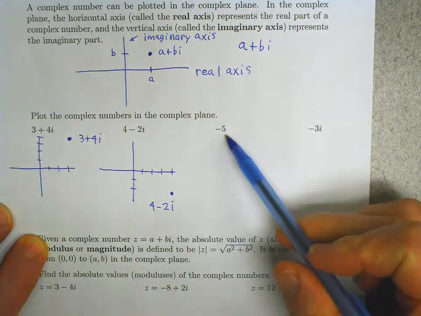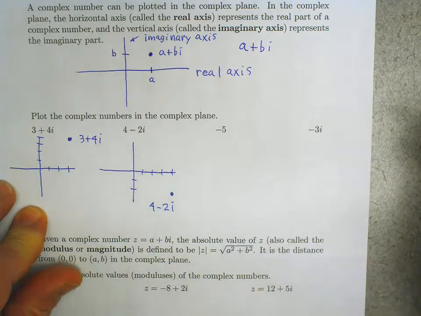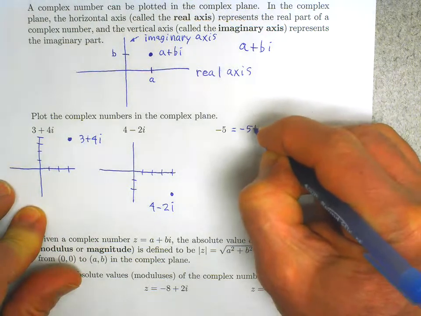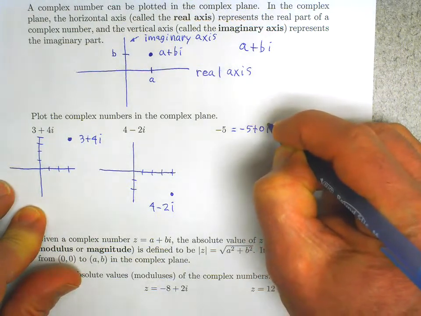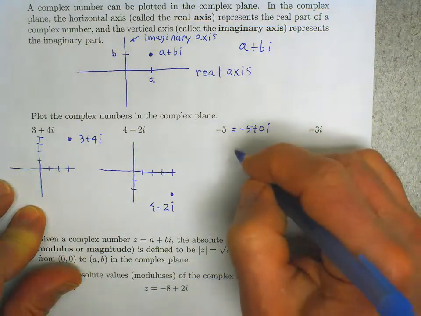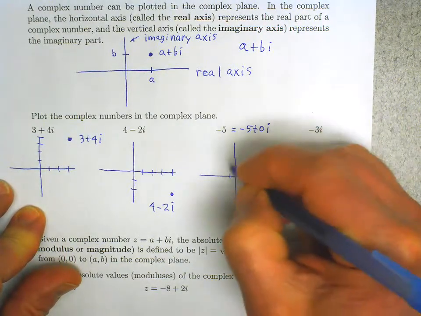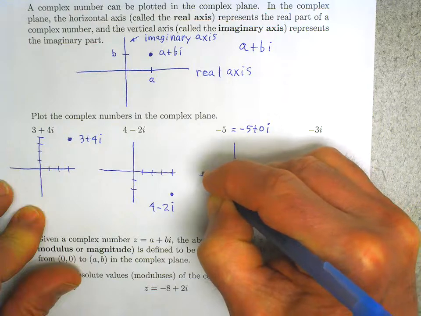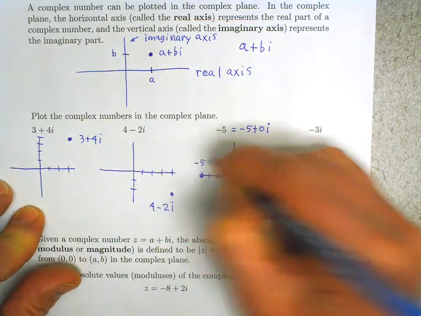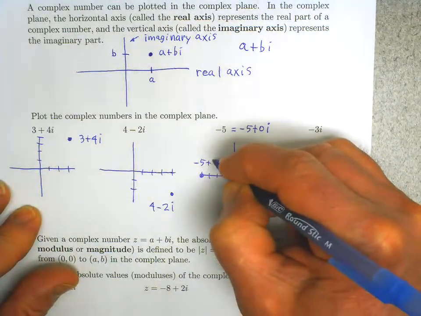Okay, the real number negative 5. Well, I mentioned earlier that real numbers are complex numbers, but think of negative 5 as negative 5 plus 0 times i. So it's written in the form a plus bi. But the imaginary part is 0, so this is just a point on the real axis. I'll go ahead and write negative 5 plus 0 times i.